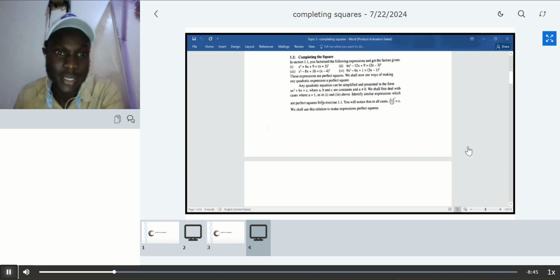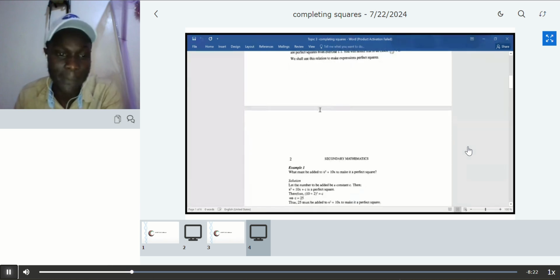Any quadratic expression can be simplified and presented in the form ax squared plus bx plus c, where a, b, and c are constants and a is not equal to 0. We shall first deal with the cases where a is equal to 1, as in Roman 1 and 3 above. We identify the similar expressions which are perfect squares from the exercise.